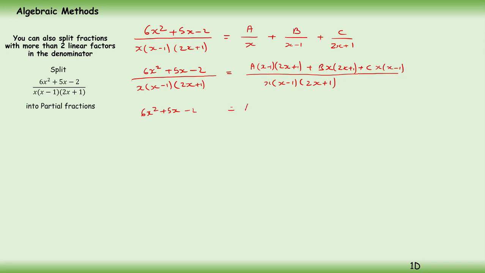equal to a times x minus 1, 2x plus 1, plus b times x times 2x plus 1 plus c times x minus 1. So this time I'm looking for 3 terms, a, b and c. So in order to get rid of, oops, make that x there. In order to get rid of, I need to get rid of 2 of them so I can find 1.